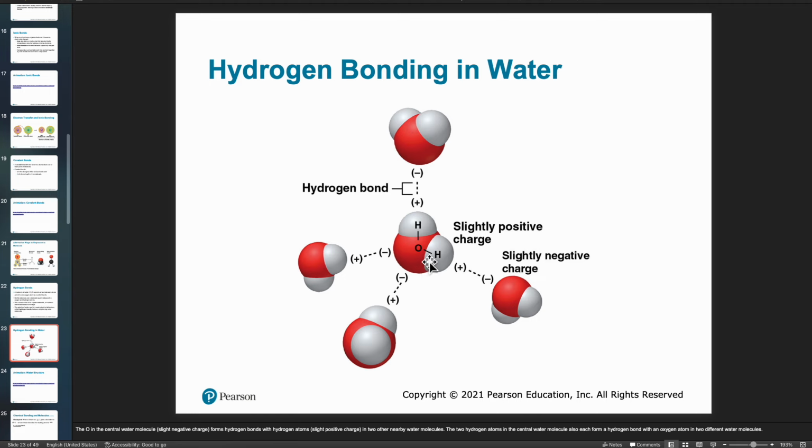So polar covalent within the water molecule, but hydrogen bonding between the waters. Okay, so hydrogen bonding between the waters. So here's one water, here's another water. That's hydrogen bonding. Okay, next slide.